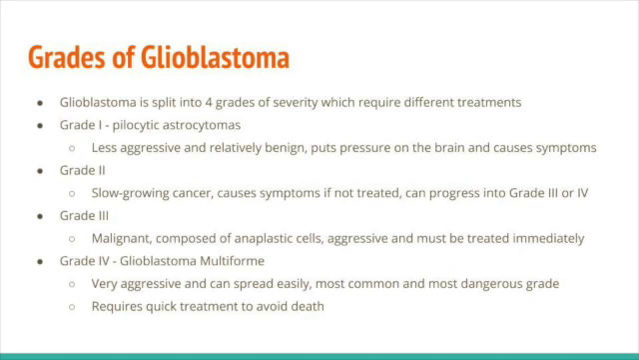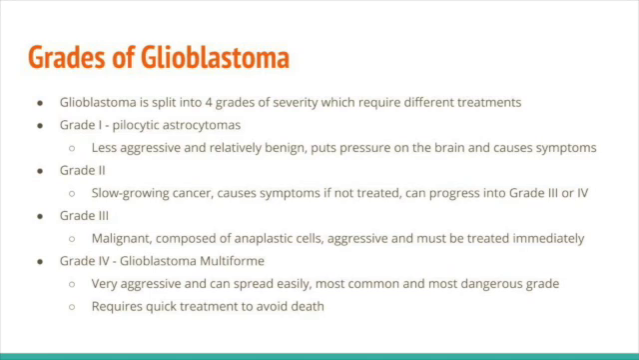You have grade 2 gliomas, which is a slow-growing cancer. It can cause symptoms if it's not treated, and also if it's not treated, it can progress into a grade 3 or 4. A grade 3 glioma is malignant, composed of anaplastic cells, which means that they no longer function like the cells that they derive from. It's kind of like the non-differentiated cancerous cells. These tumors are pretty aggressive. They need to be treated immediately, or else they could turn into a grade 4 and they could be deadly.